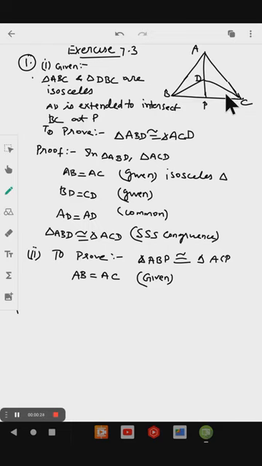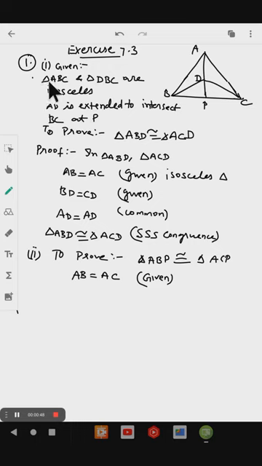If AD is extended to intersect BC at P, show that triangle ABD is congruent to triangle ACD, triangle ABP is congruent to triangle ACP, AP bisects angle A as well as angle D, and AP is a perpendicular bisector of BC. Now we can solve them one by one.